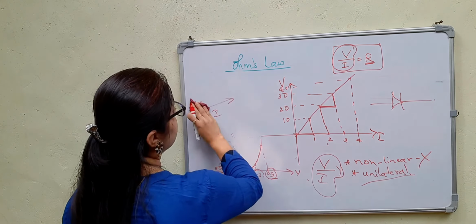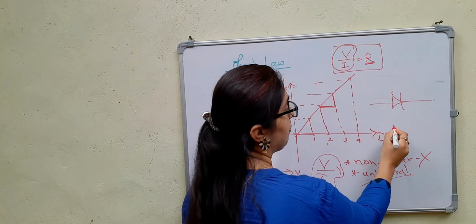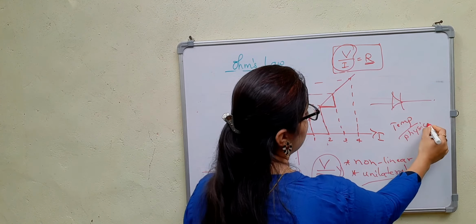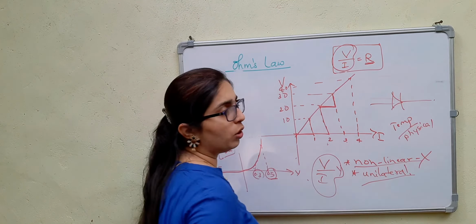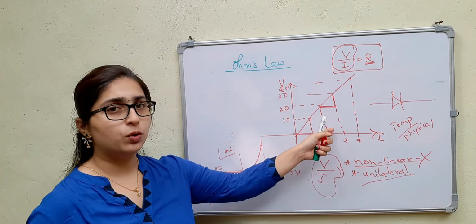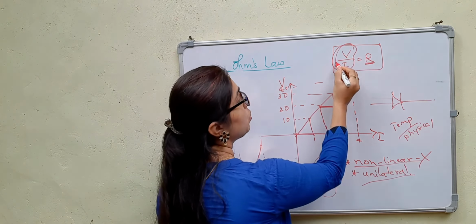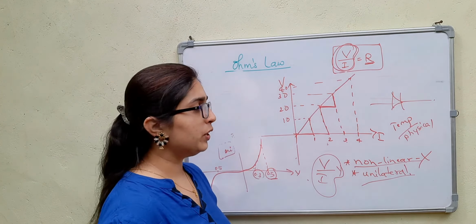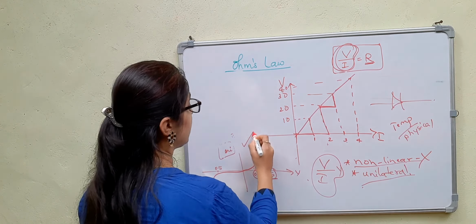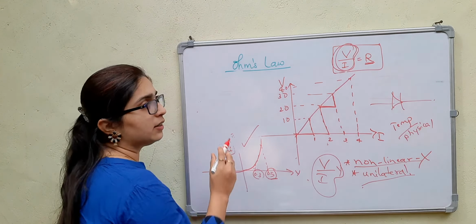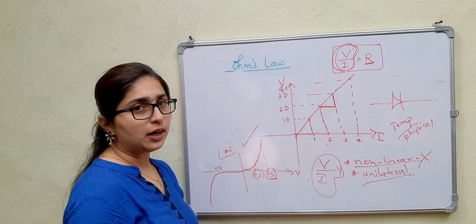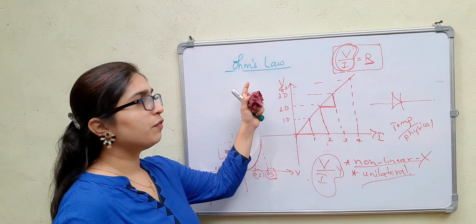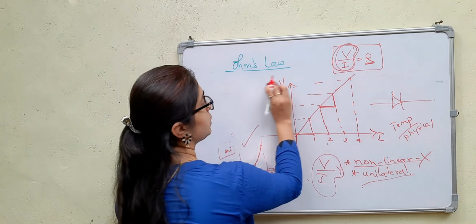So this is what we can say: temperature should be constant, physical conditions also should be constant, and it is not applicable for non-linear, but for linear it holds good, because the ratio remains constant throughout. It is not applicable for unilateral elements such as a diode. Then for an electrical filament bulb it also doesn't hold good, and for transistors and diodes, Ohm's law will not hold good. So it's not applicable for those.